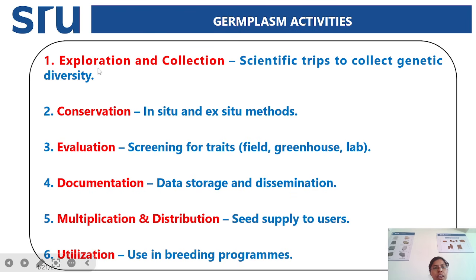The first one is exploration and collection. First is exploration. Exploration is nothing but scientific trips. Scientific trips means going to different parts of the country and collecting the genetic diversity present in different places, and we have to keep it in one place. That is exploration and collection, which includes different methods of collection and different agencies, as you can observe in exploration and collection.